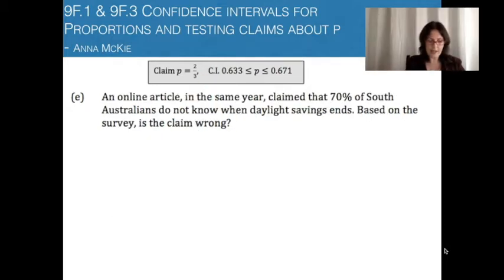And last part here, let's say there was a different online article in the same year that claimed that 70% of South Australians do not know when daylight savings ends. Now, based on the survey that we did, is that 70% claim wrong? Yes, it is. Why? The answers that we're after are either that it lies outside of the confidence interval. We preferably like to indicate direction, so it lies above, or you can flip that and say it doesn't lie within the confidence interval.